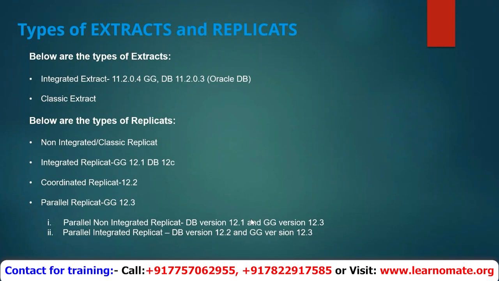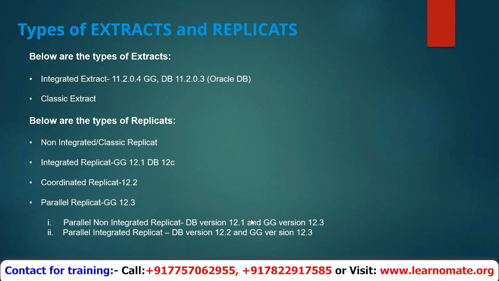So when GoldenGate was there, until 11.2.0.3, there was only one type of extract, and it was called GoldenGate extract. Then they launched integrated extract from GoldenGate version 11.2.0.4 onwards. At that time, they renamed the existing extract to classic. So why this confusion comes among a lot of people is because they have renamed traditional extract to classic and traditional architecture to classic. The name is the same, that's why people get confused.